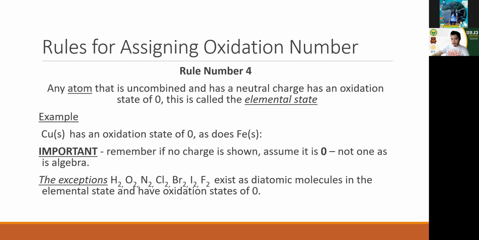The exception here is the diatomic gases. What are the diatomic gases? There are 7. Their elemental state is diatomic: H2, O2, N2, Cl2, Br2, I2, F2. They are uncombined with other elements, but bonded within themselves. So with these 7 gaseous atoms, the oxidation state is 0.